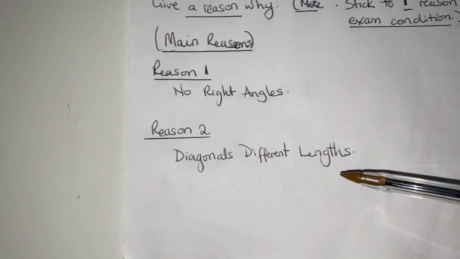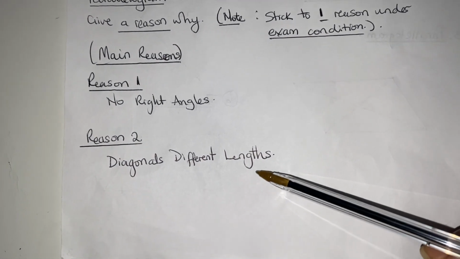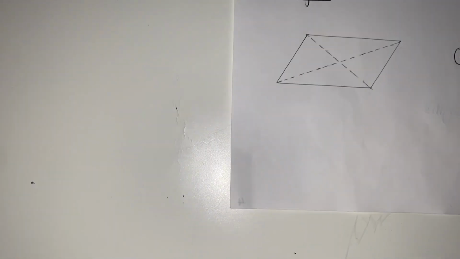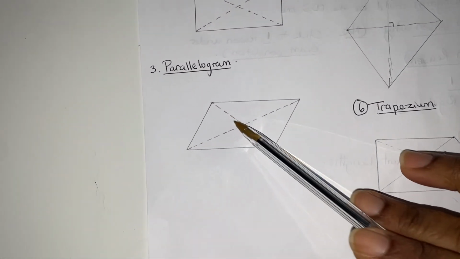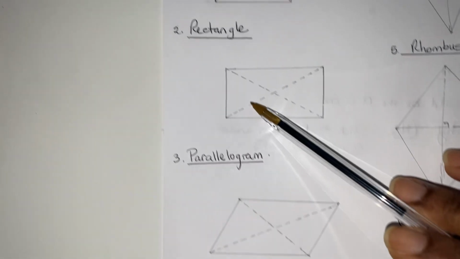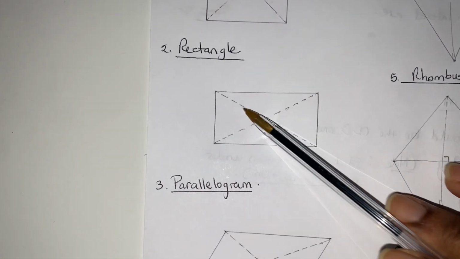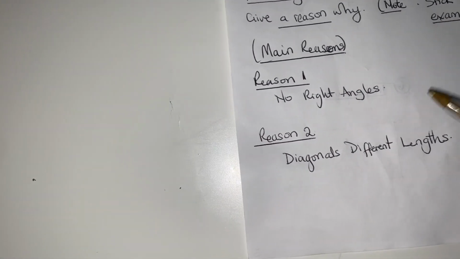And then another reason that you can also state, this is one reason, is that the diagonals have different lengths. So if you look again at the parallelogram, this length is longer than this length. That is the diagonal. But look at the rectangle. The lengths of the diagonals are equal. So is a square. So I've answered that question for you.